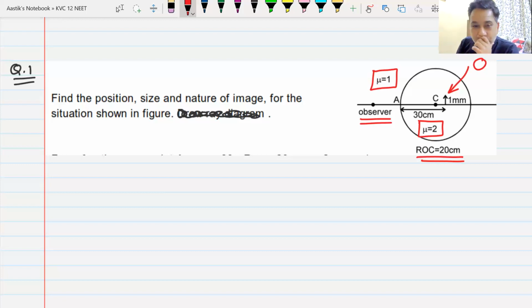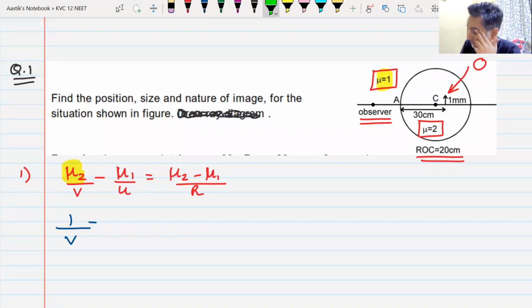Tell me the value of mu2. Mu2 is the place from where you are observing it, where the observer is. What is the value of mu2 here? 1, sir. Mu2 is 1. Well done. So 1 divided by V minus mu1. What is the value of mu1? 2. Yes, so it is 2.